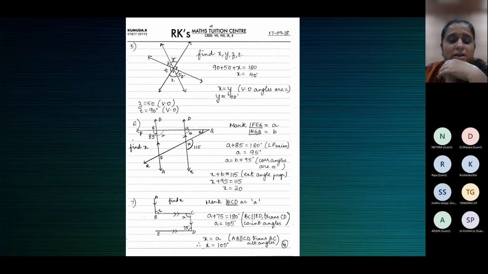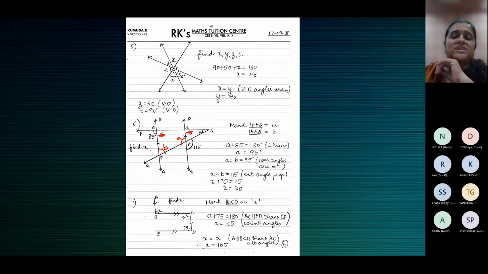Accordingly, if this is your plan, you should mark A here. You must write A is equal to 115 degrees, vertically opposite angles are equal. Then you must mark B here. You should not mark these angles. You must say A plus B is equal to 180, co-interior angles are supplementary. 115 plus B is equal to 180. B is equal to 65.